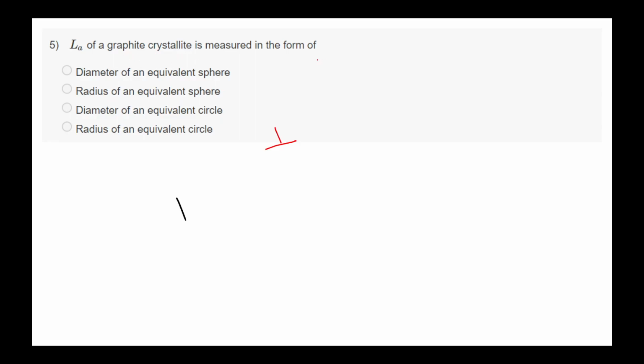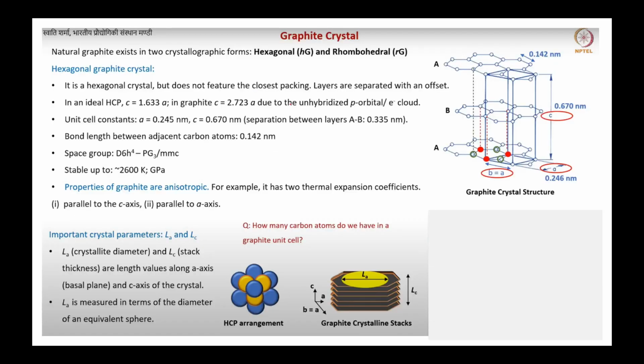So La of the graphite crystallite is measured in the form of what? Diameter of an equivalent sphere, radius of an equivalent sphere, diameter of an equivalent circle, or radius of an equivalent circle. So the diameter of an equivalent sphere. La is measured as the diameter of an equivalent sphere. Okay, fine.